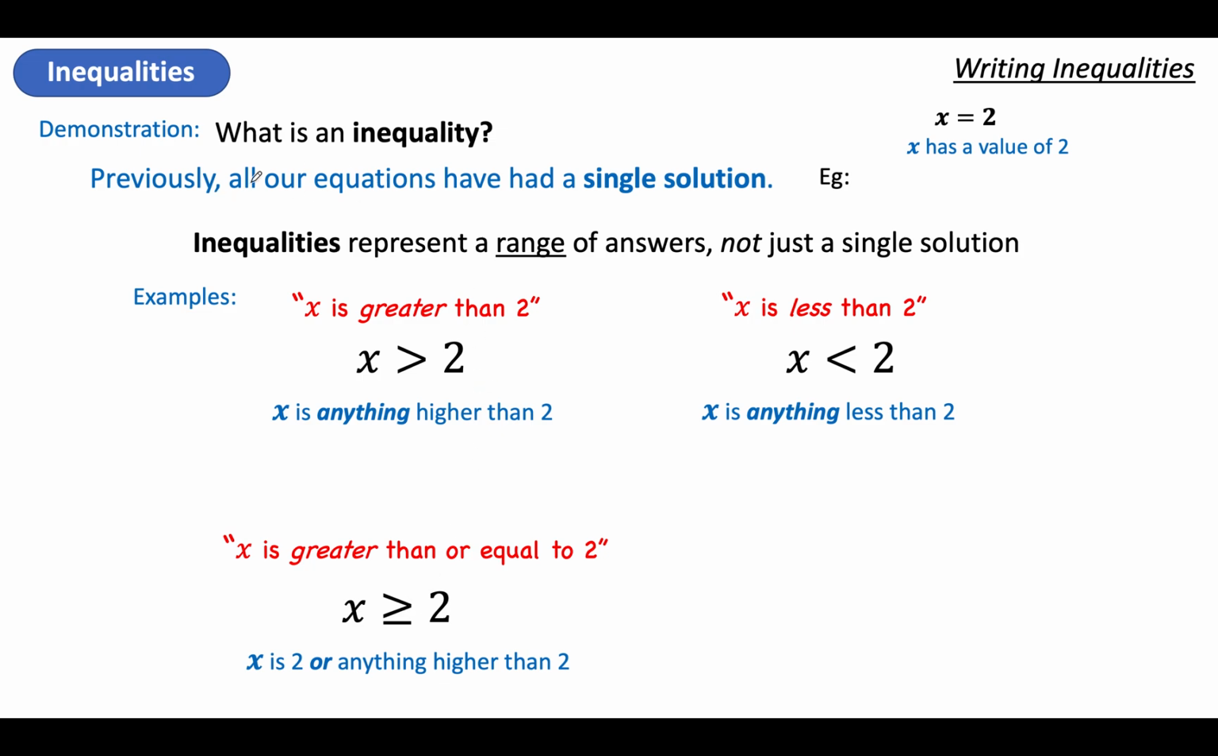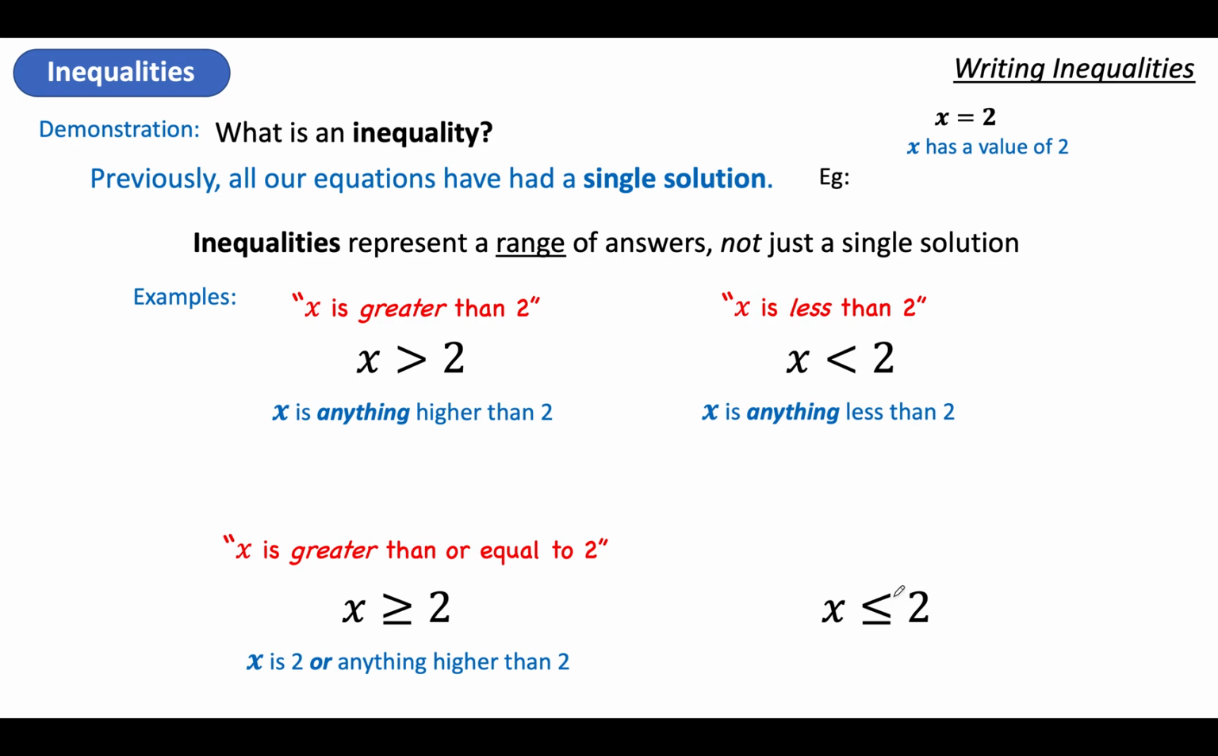Remember, this goes back to inequalities representing a range of answers, not just one solution, but a whole range. So the range of these two solutions is pretty similar, except the bottom one includes 2 because it has this extra line on the symbol. And we read this as x is greater than or equal to 2. That's what the extra line means. If you look at it, you can think of this bottom bit as making an equals sign.